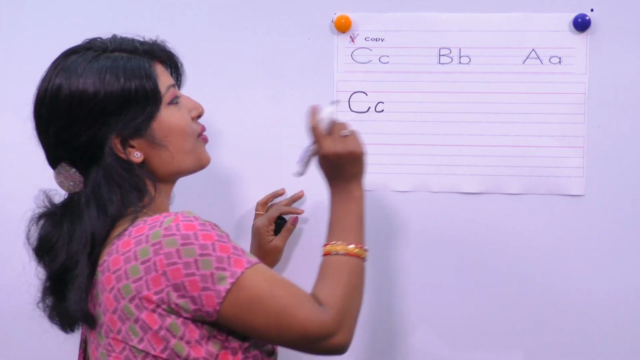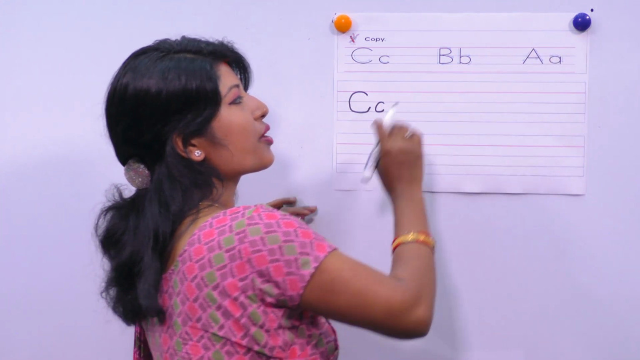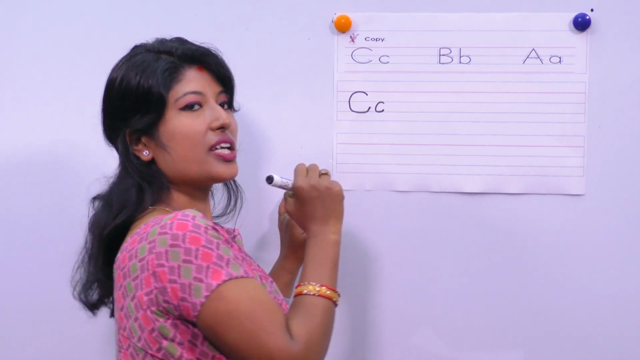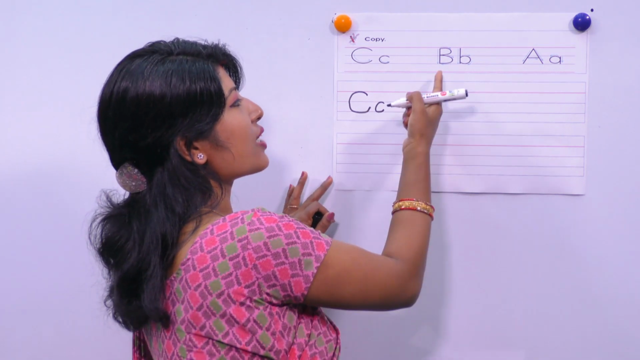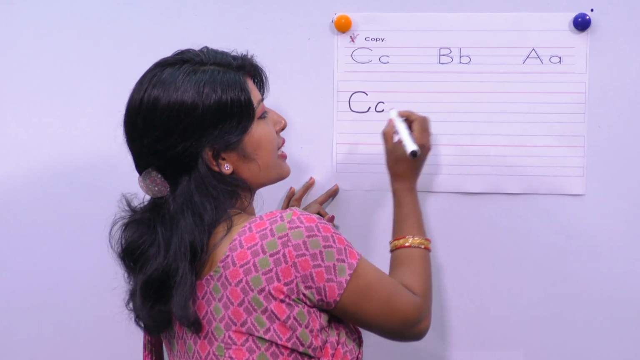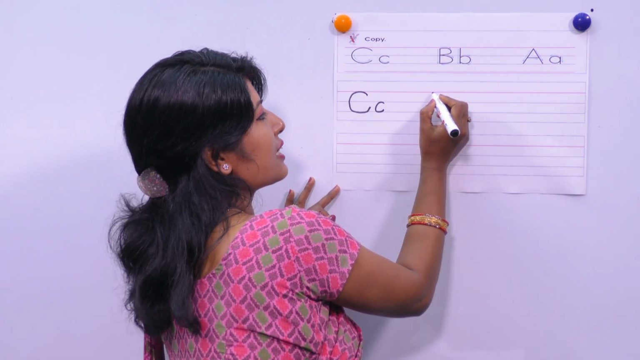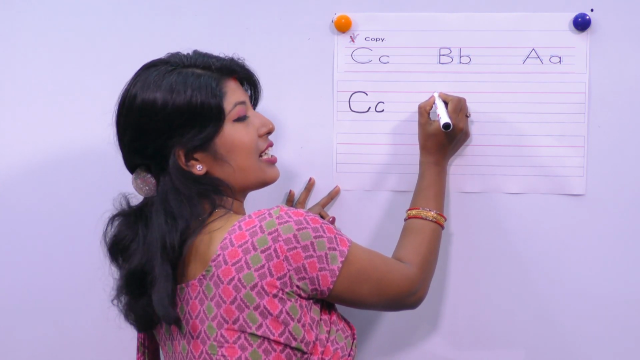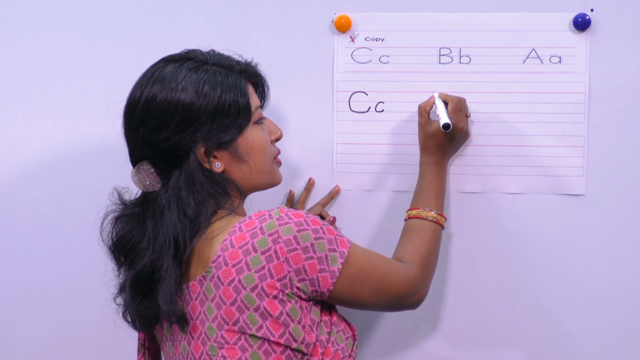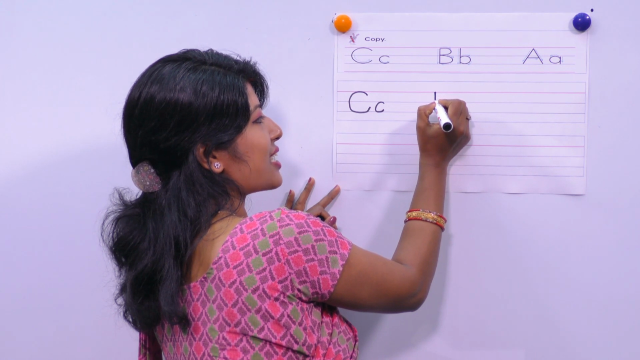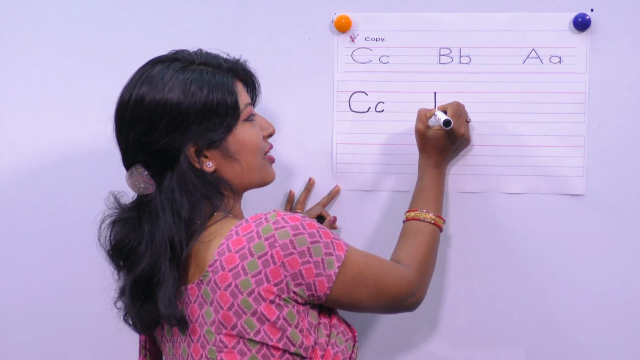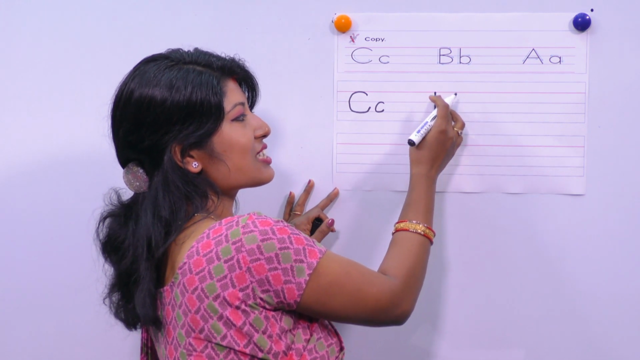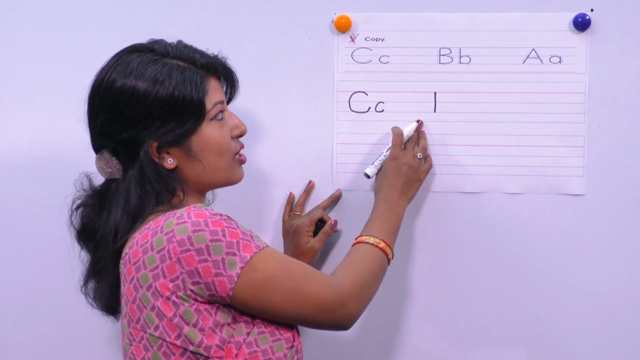Alright. Now let's move on to B. Letter B. Are you ready? So first of all, we revise how to write capital B. When you write capital B, you point over here at the top. Then straight down, come down, okay? Then leave it here. So we draw a straight line.